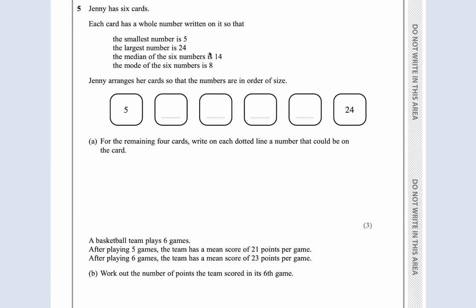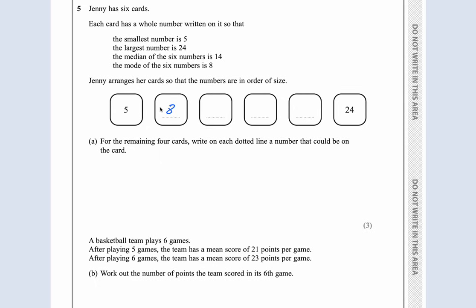Okay, next one. Jenny has 6 cards. Each number has a whole number written on it. The smallest number is 5, the largest number is 24, that's given. The median of the 6 numbers is 14, and the mode is 8. Okay, if the mode is 8, guys, I like these questions. They're not easy, but I like them. If the mode is 8, we have to have at least 2 cards that are 8, and the other cards are all going to be different.